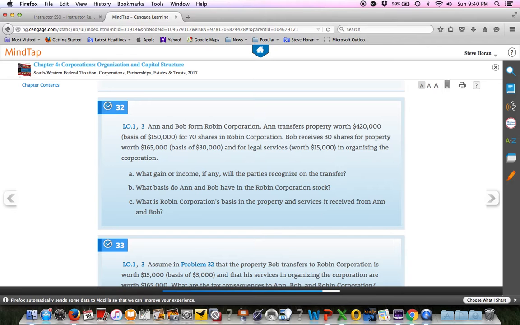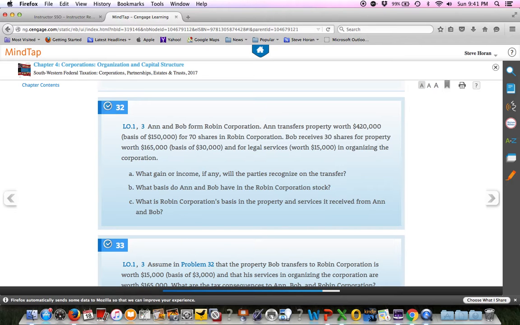So you can see here that they did transfer, 70 shares plus 30 shares, so 100 shares. So that's important to know. Ann does not recognize a gain. Bob does recognize ordinary income of $15,000 for the legal services that he provided, the services that he rendered. Bob does not recognize a gain in the transfer of the property to the corporation because it does meet the 80% rule clearly.